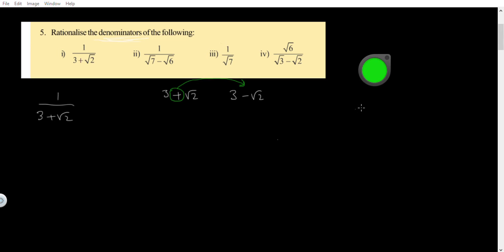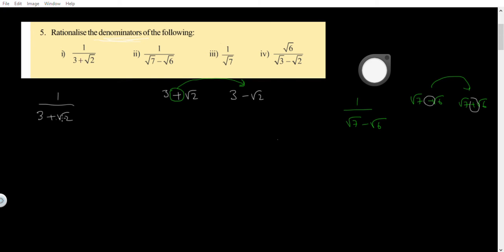Suppose if you see the second question, 1 by root 7 minus root 6. First you should find the conjugate of root 7 minus root 6. See here, root 7 minus root 6. Its conjugate is root 7 plus root 6. Here we have minus, right? I take plus. This is the conjugate of this. This helps to write the denominator as a rational number. Very important.